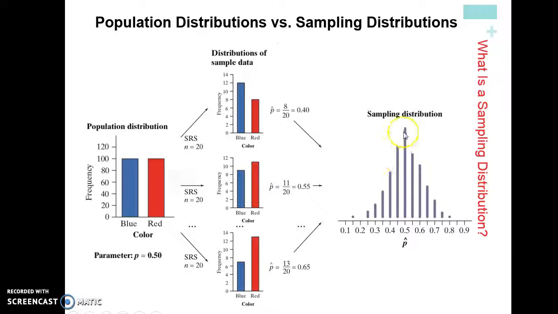Now, take a guess as to what the mean of this distribution is. That's right, it is the population parameter. You guys probably guessed that. As long as my samples are unbiased, the mean should get me the population parameter, whatever that may be.